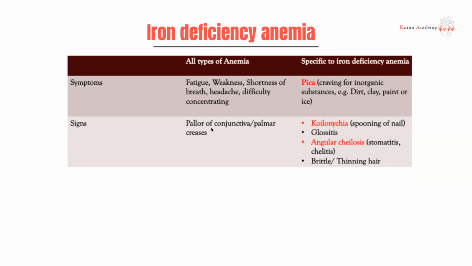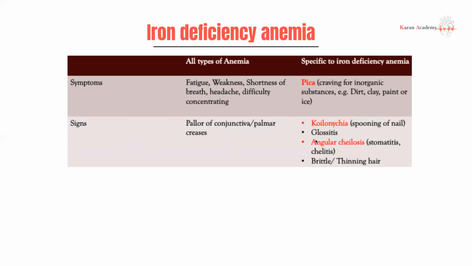And pallor of the conjunctiva and the palmar creases are a non-specific sign. In terms of IDA-specific stuff, you have this thing called pica, which is the craving for inorganic substances. So I really want to eat ice. I really want to eat dirt, clay. Ice by far is the most common one I've seen. I've met a lot of people who have cravings for ice, and a lot of them I would expect to be iron deficient.